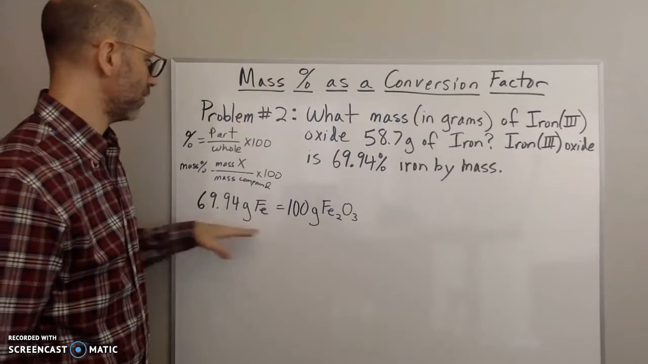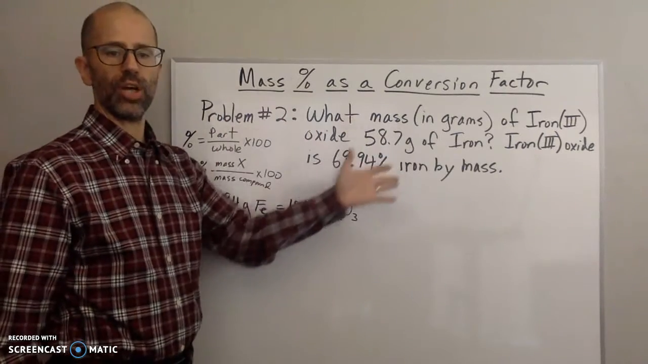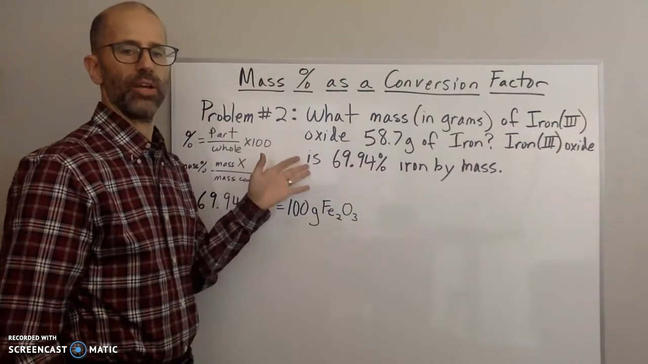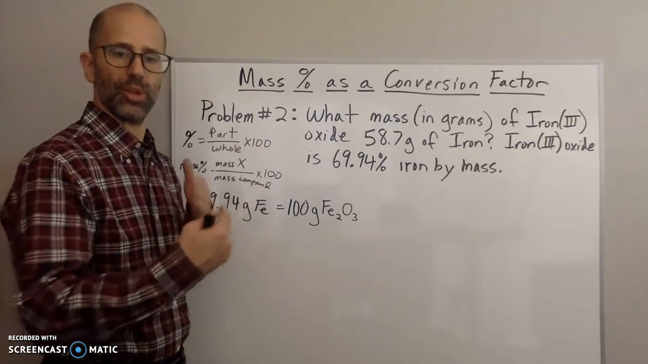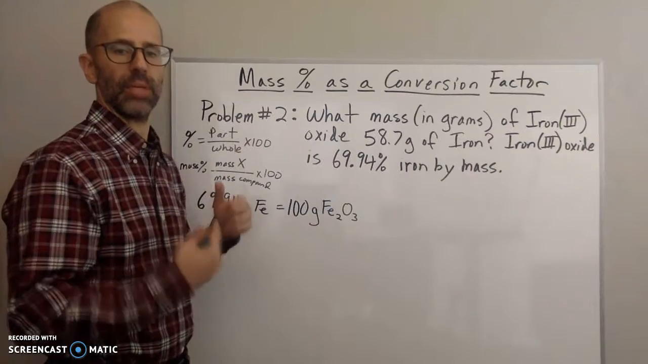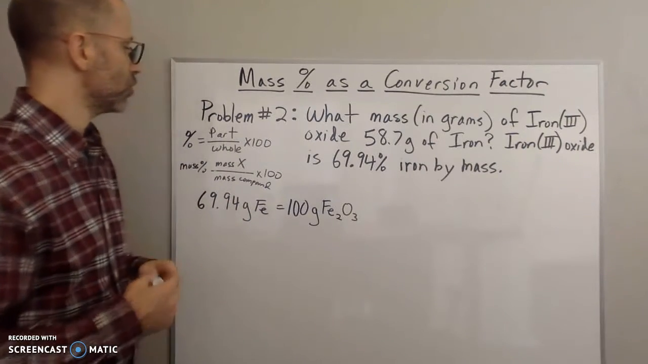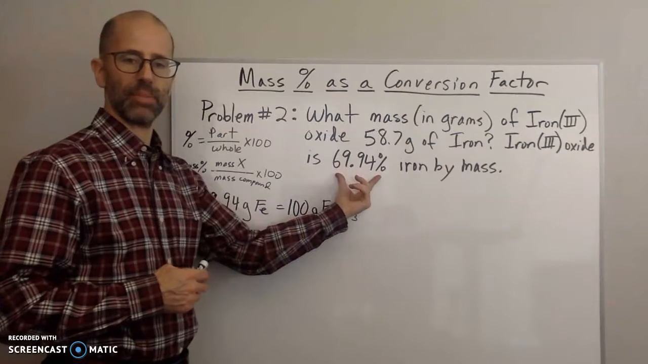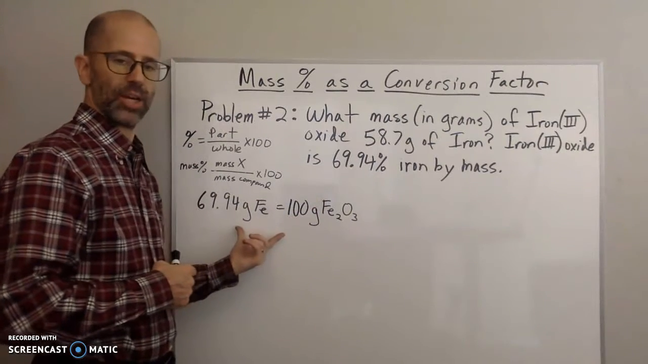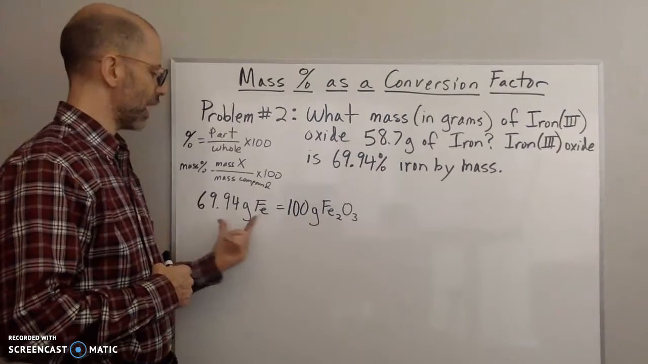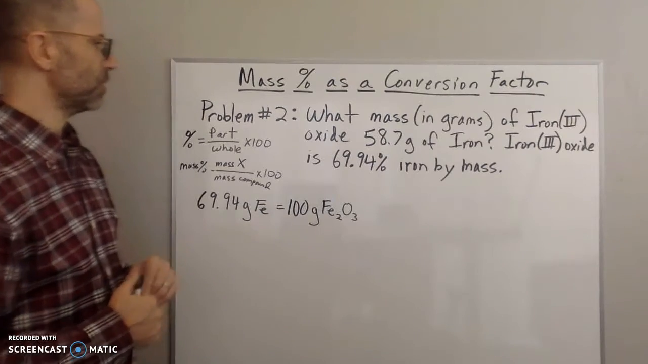So here I have this. When you're doing a word problem like this, you need to pull out the information, the relationships that they give you, because the relationships are going to be used as conversion factors. The percent is something that they gave you, and then we can make that into a relationship out of 100 grams. So now we can use this as a conversion factor.